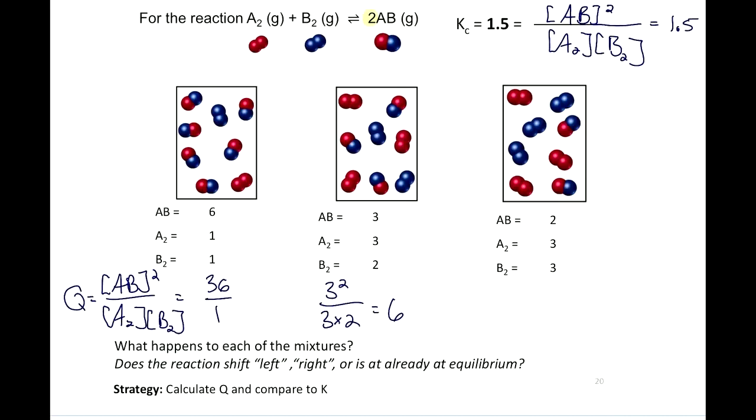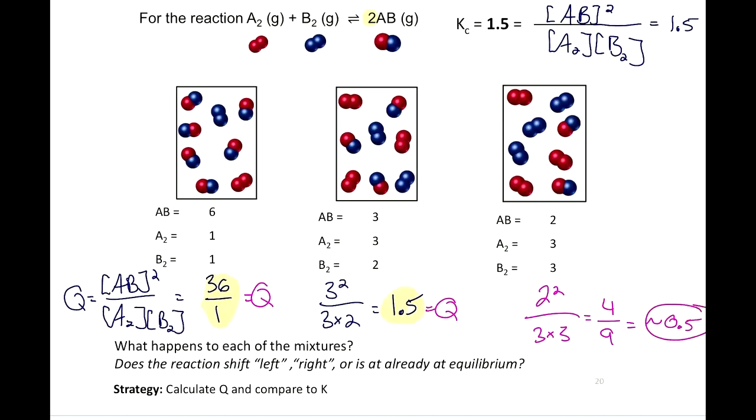No. Okay, let me do my calculation. 3 squared. Come on, y'all. 3 squared. Oh my gosh. Divided by 6, 1.5. Great, 1.5. Okay, let me highlight these. These are our Qs. These are the ratio of products over reactants at this given moment. And then the last one is 2 squared over 3 times 3. So what is that? 4 over 9. So that's basically a half. Right, those are my 3 Qs.